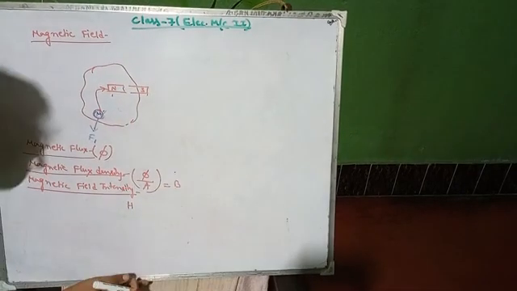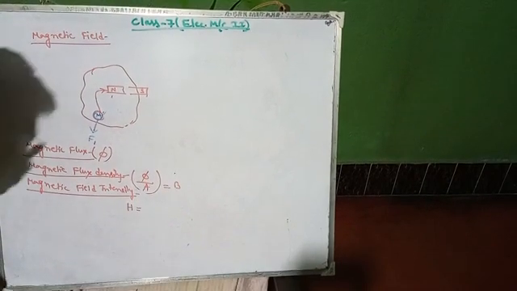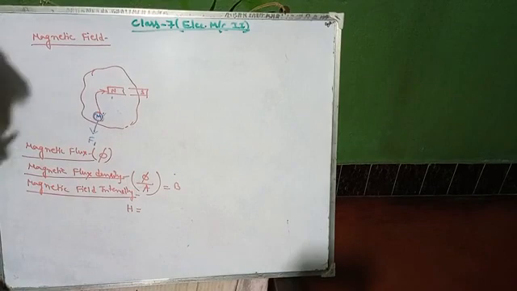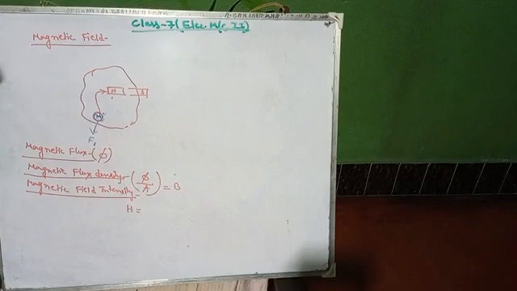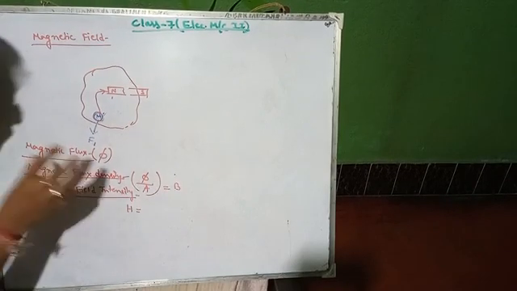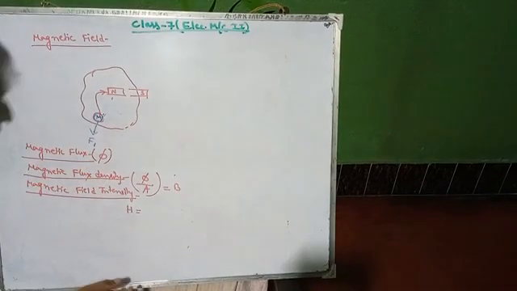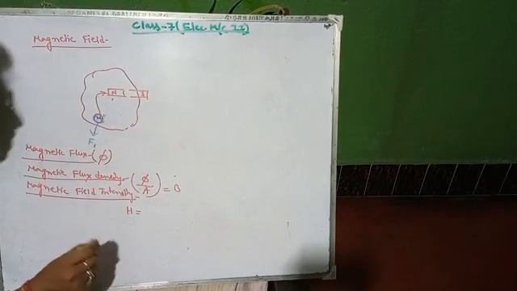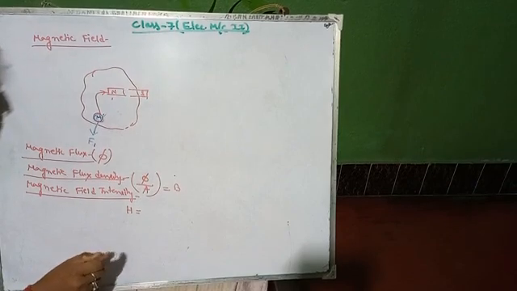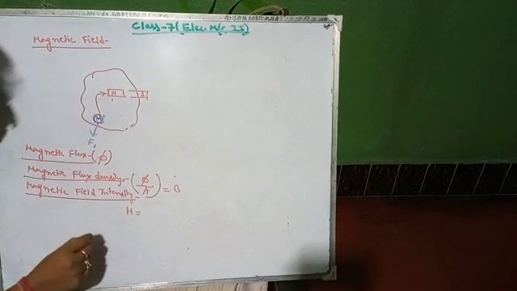So magnetic field intensity, the definition of it, right? Magnetic field intensity is the amount of force experienced by a unit positive charge or unit north pole when placed at a particular point inside the magnetic field.